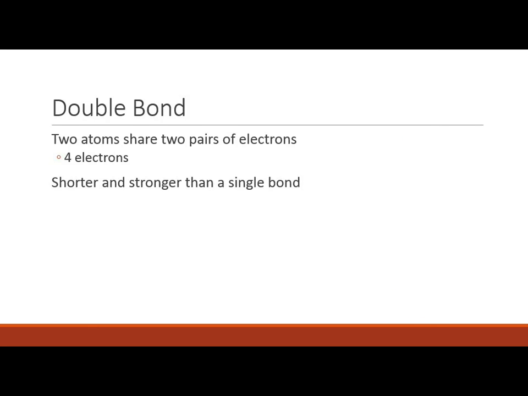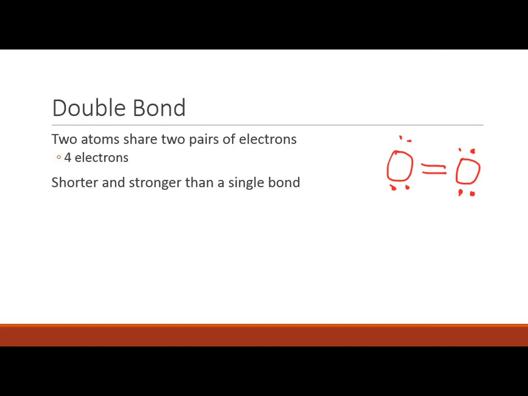Now, we could also have a double bond, and in a double bond, you are going to have 4 electrons, right, 2 pairs. So this would be something like an oxygen atom. So oxygen, when it bonds to itself, will end up looking something like this, with 2 pairs of electrons in the middle. We call this a double bond, and as you can imagine, if electrons are kind of the glue that holds molecules together, a double bond has twice as many electrons as a single bond. It's going to be shorter and stronger than a single bond. Now, it's not going to be twice as strong, but it is going to definitely be stronger.